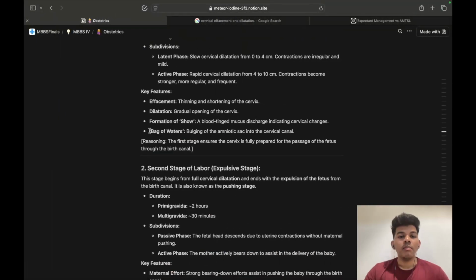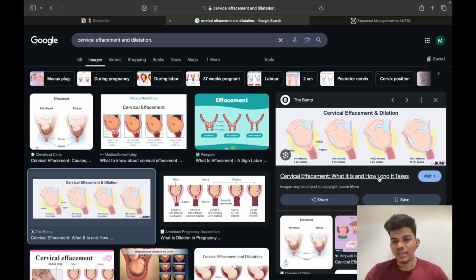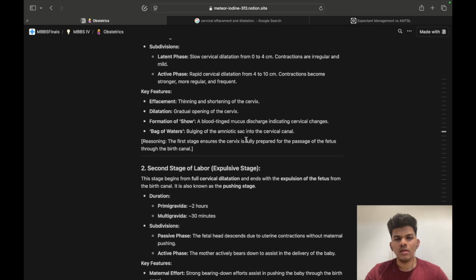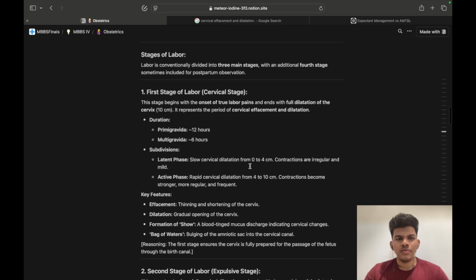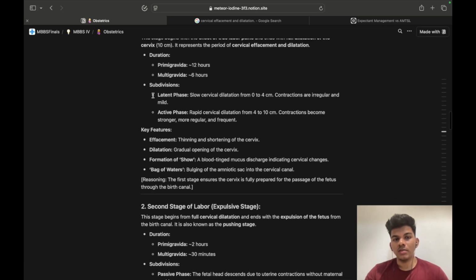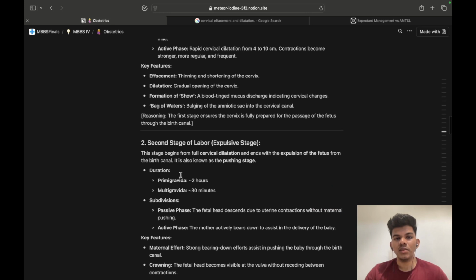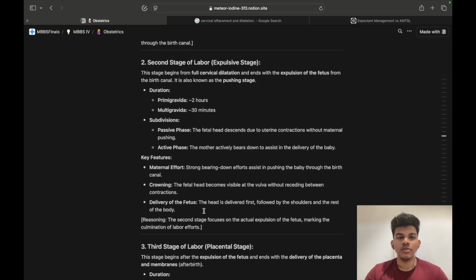Bag of waters, bulging of the amniotic sac in the cervical canal. Here in this particular image you can see the bulging amniotic sac. So with this we come to the end of the first stage of labor, which is dilatation and effacement of the cervix. We have learnt about the duration of subdivisions and the key features of this stage. Coming to the second stage, which is the expulsive stage.